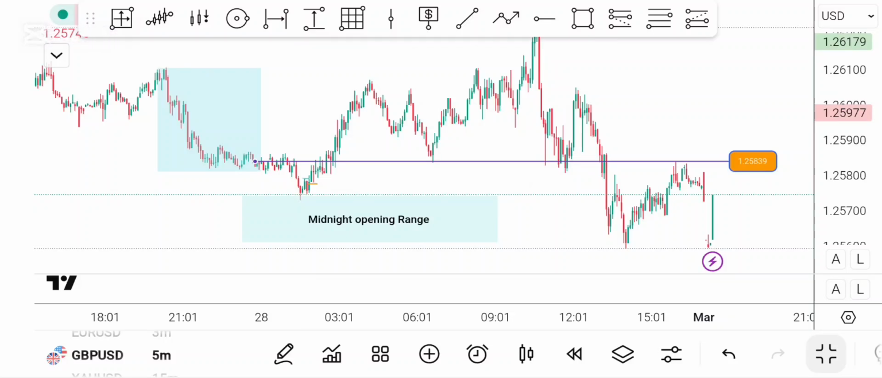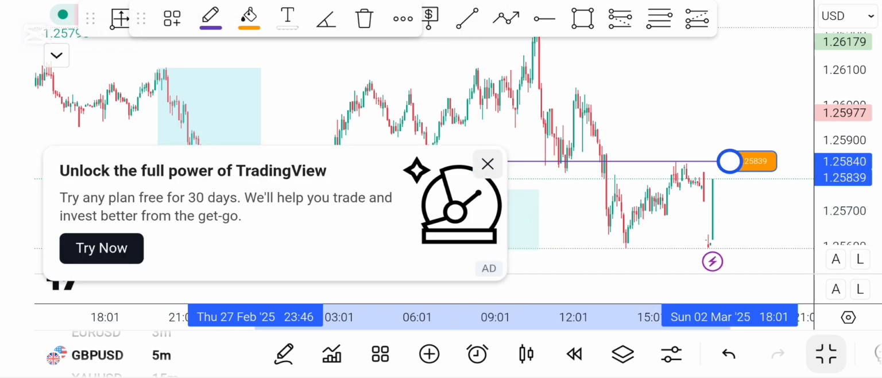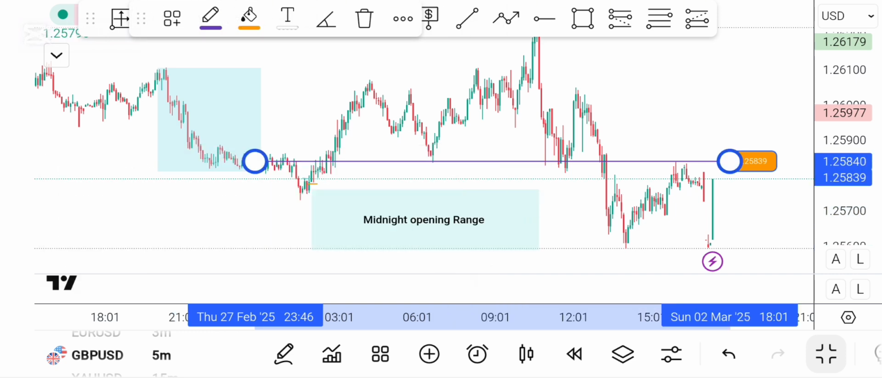Today we are going to be looking at something very interesting, the midnight opening range. But before we begin, I want to show you something.